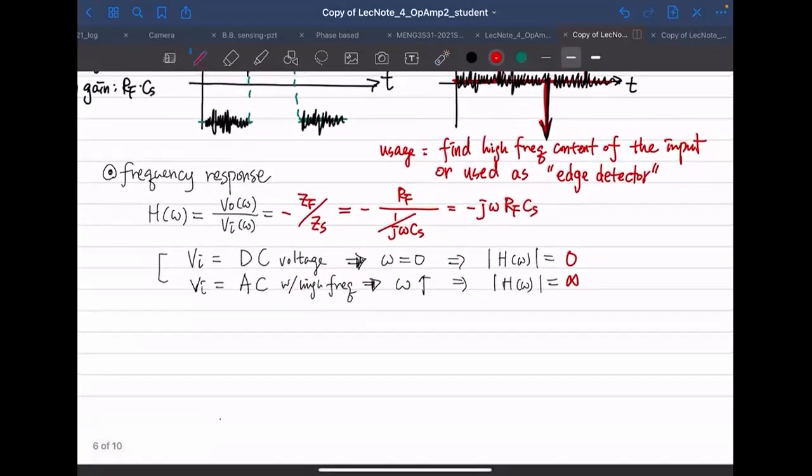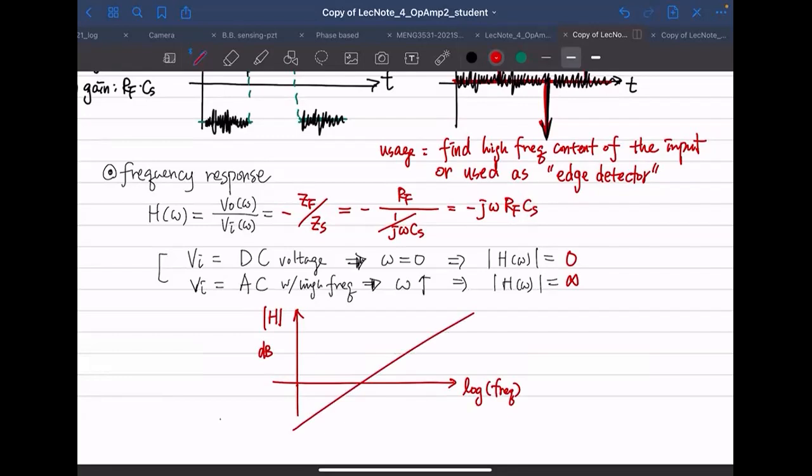So if I draw the Bode plot just one more time, then in decibel unit, this H magnitude, the horizontal axis is the frequency in log scale, then it's going to go up in a straight line like that. Because initially, when the frequency is small, it's going to be 0, or in other words, in decibel, it's going to be negative infinite. Then it's going to rise up, rise up, rise up, and then at the very high frequency, it's going to be positive infinite.